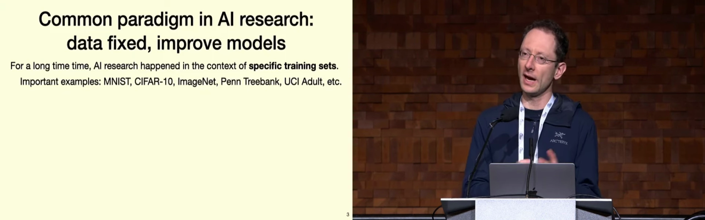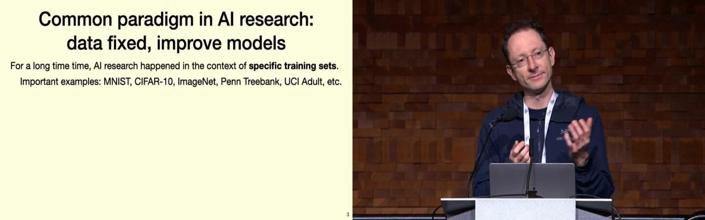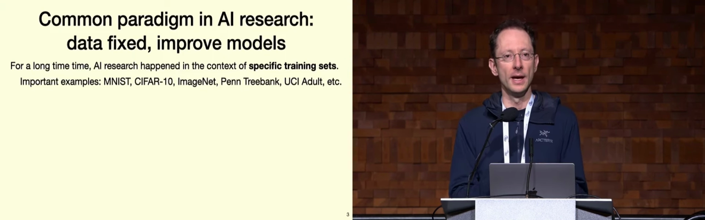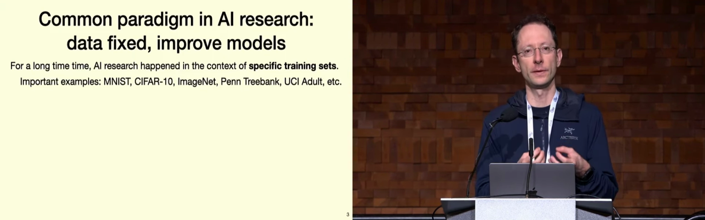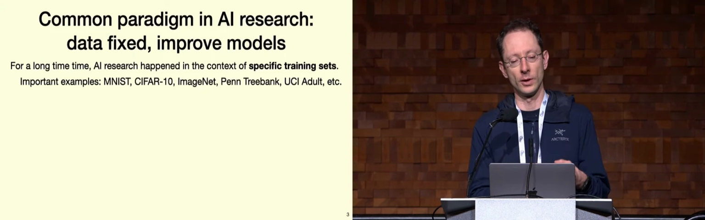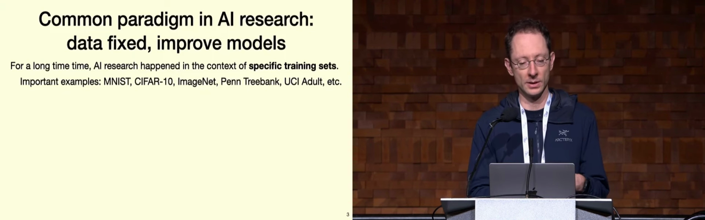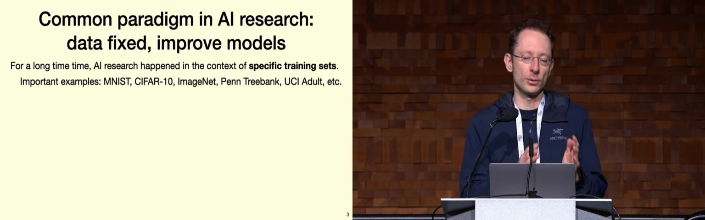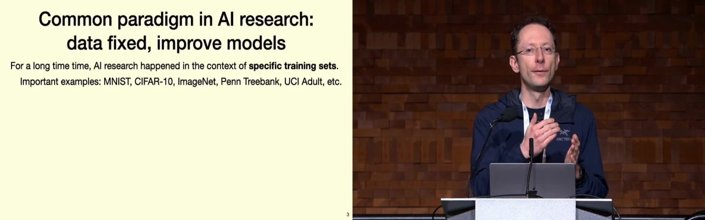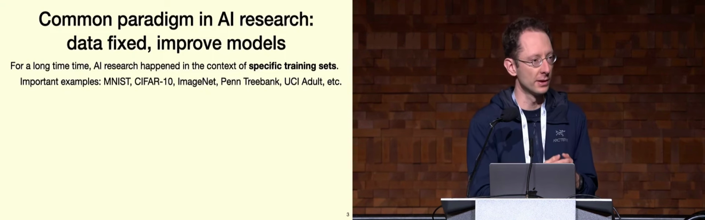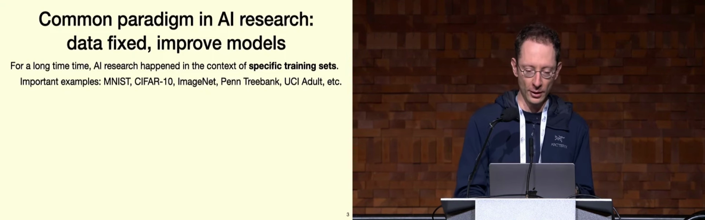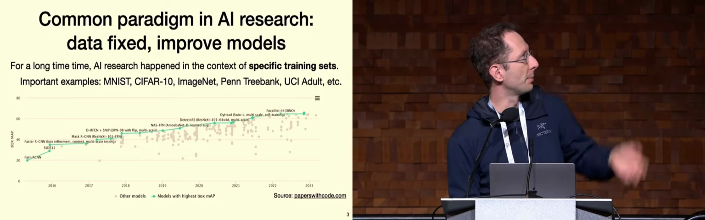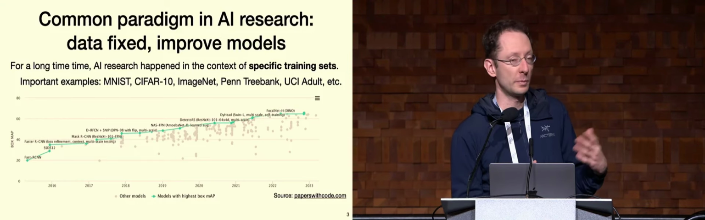If you think about how NeurIPS maybe looked 10 years ago, 7 years ago, a lot of the research back then happened in the context of a specific training set, right? People would work on ImageNet or MNIST or the Penn Treebank dataset, UCI Adult, and then make progress with better modeling techniques within the scope of these datasets. And this is, as I said, great. We've learned a lot, and over time, for many, many different datasets, we've climbed up the performance ladder and made the models better and better.